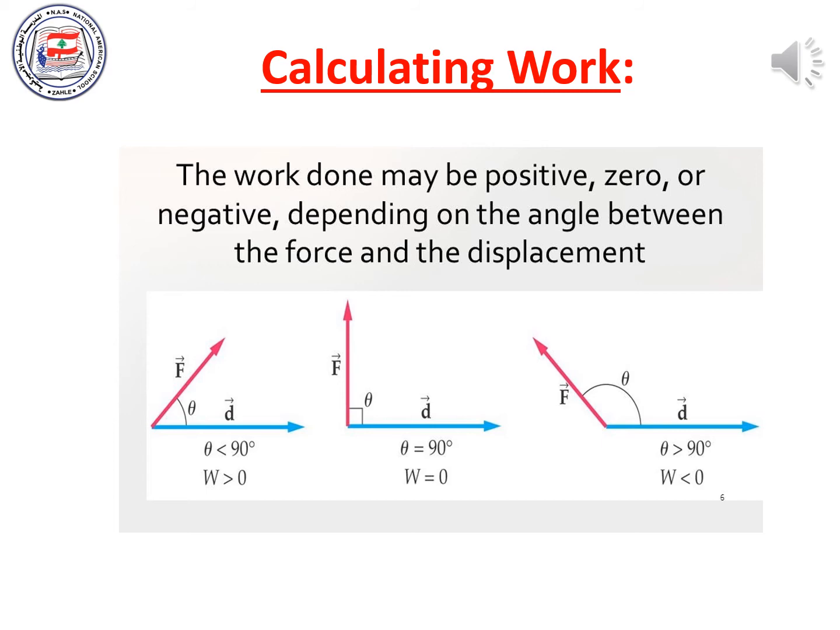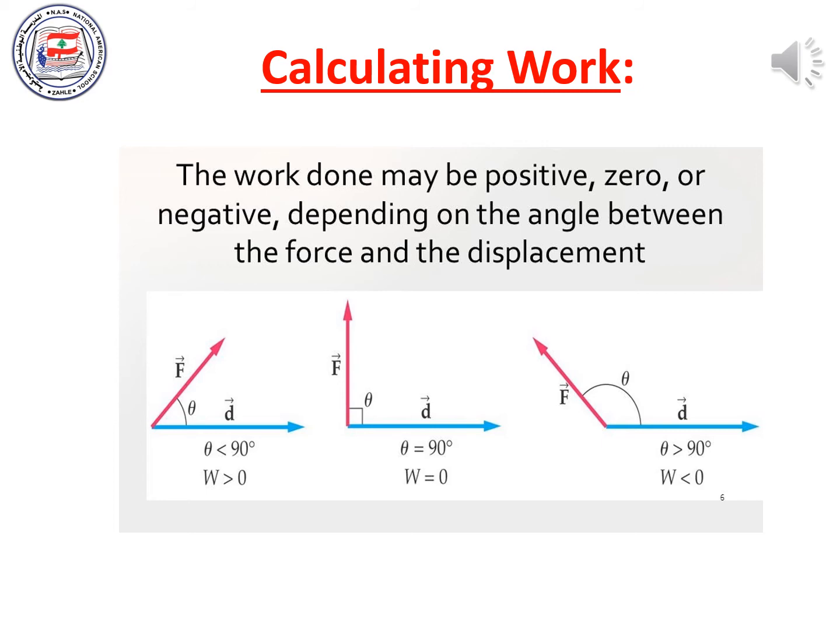It is positive if the angle is less than 90 degrees. If the angle between the force that is applied and the displacement of the object is less than 90 degrees, then the work is positive, as you see in the figure in front of you to the left. In the middle, they are telling us if the angle is 90 degrees, so if the displacement and the force are perpendicular to each other, then the work that is done is zero. And if the angle is greater than 90 degrees, then the work that is done is less than zero, so it is negative.